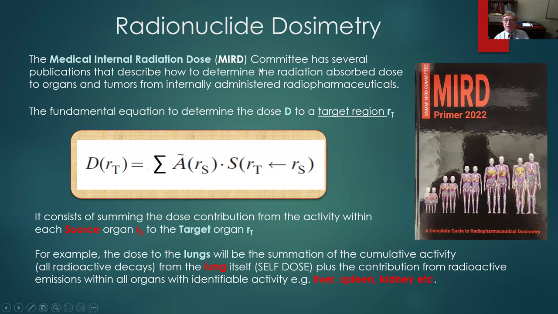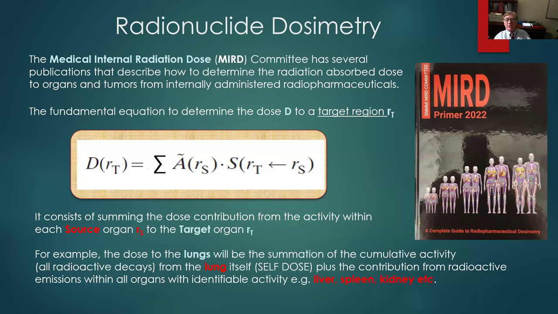The Medical Internal Radiation Dose Committee, MIRD, has several publications, and I encourage you to read them. One of the latest is this primer on the right, that describes how to determine the radiation absorbed dose to organs and tumors from internally administered radiopharmaceuticals. And the fundamental equation to determine dose to any target region or organ, let's just pick one, the lung. The dose to the lung is really the sum of the activity in all of the source organs, that is, organs where you visualize from your imaging your theranostic, where there's uptake that's visible and quantifiable.